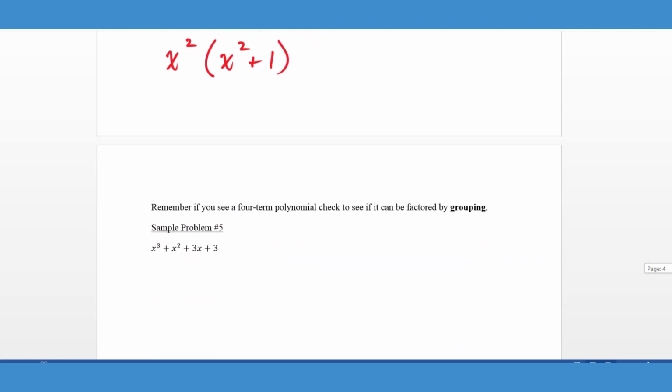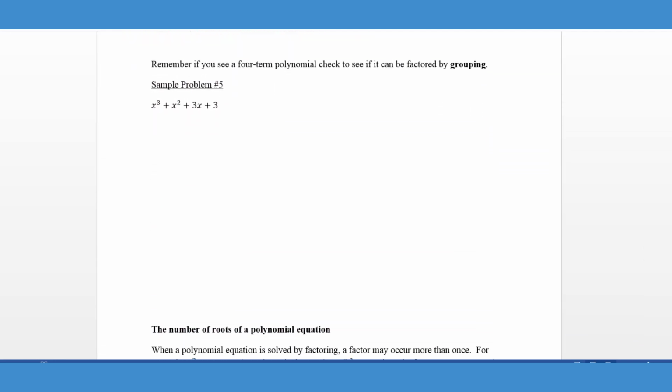The next problem goes back to a factoring skill that you learned in quadratics as well. It's called grouping, and you can see we have a cubic here, but it's not a trinomial and it's not a binomial, so we have to go another route. Anytime you see a 4-term polynomial, probably the first thing that should come to mind is a grouping method.